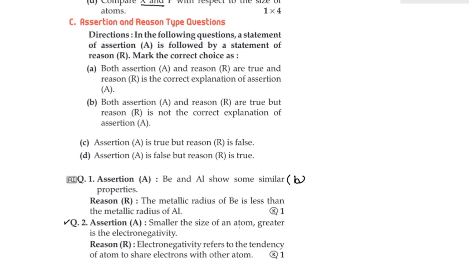Smaller the size of an atom, greater is the electronegativity, because electronegativity refers to the tendency of an atom to share electrons with its atom. Now we know that electronegativity refers to the tendency of an atom to attract the bonded electrons. So here the reason is given wrong. So I am going with C.